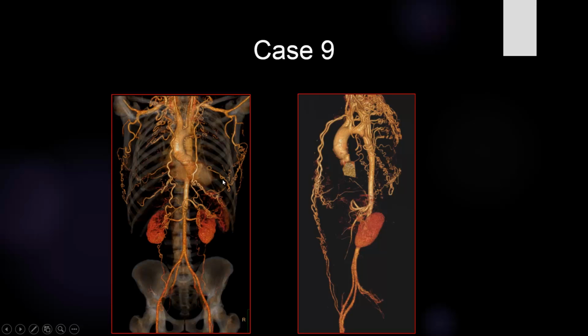Okay. In this case we can see multiple, extensive chest wall collaterals. As we see, this is the internal mammary arteries and this is the intercostal arteries. So these are hypertrophied chest wall collaterals, and we can see here there is a tight stenosis involving the distal part of the aortic arch, just after the origin of the left subclavian.